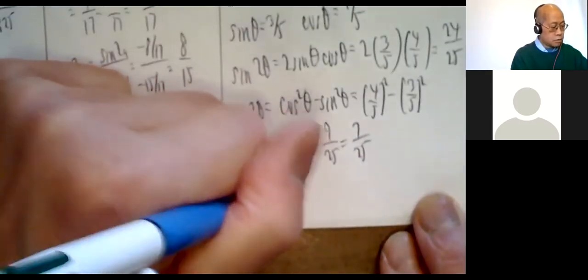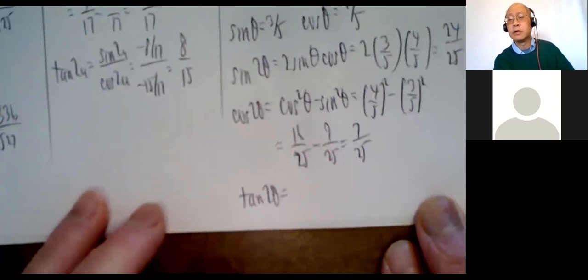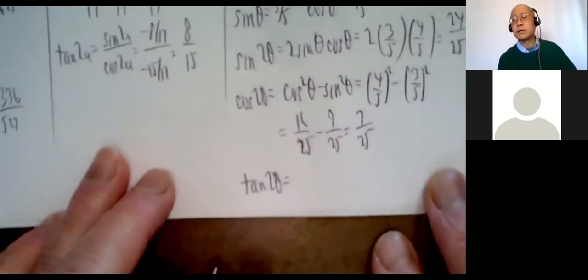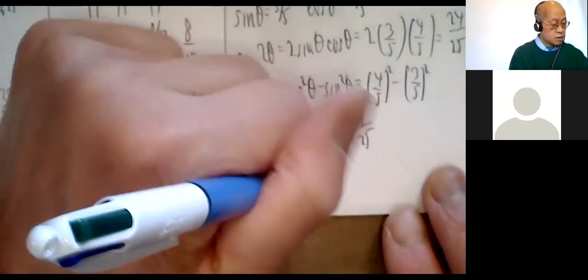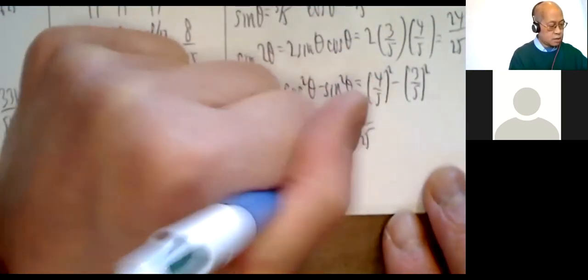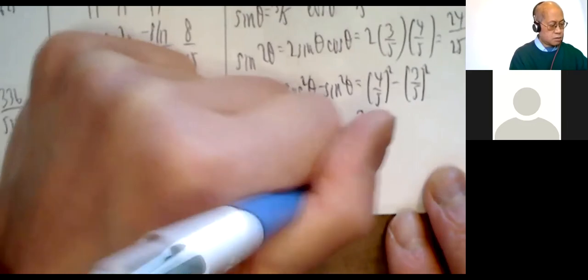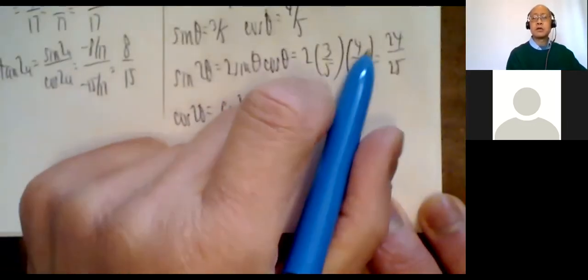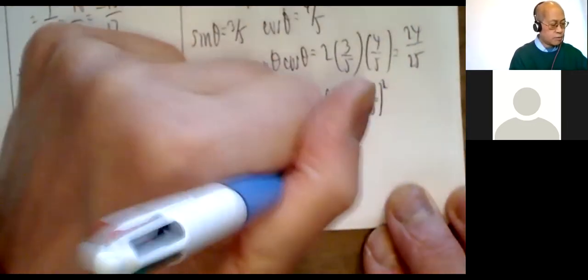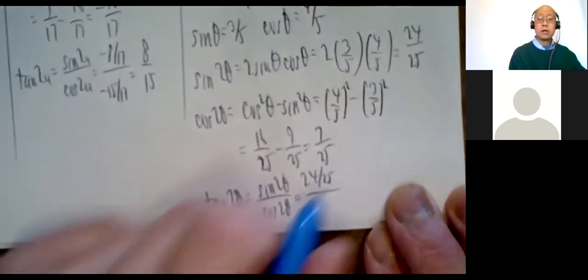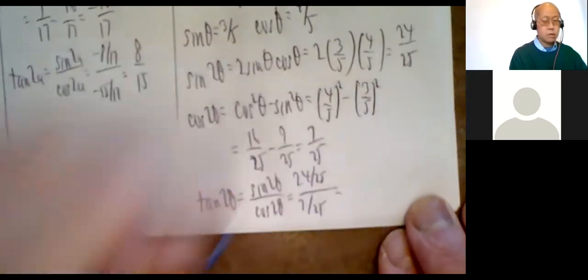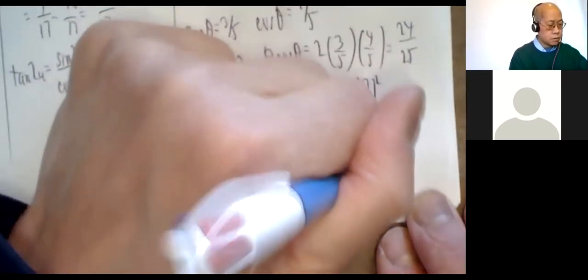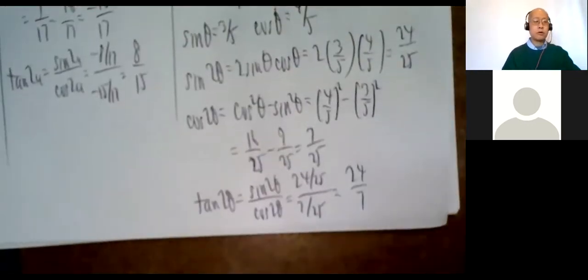And finally, tangent 2 theta, and I'm stopping after this one. So if you have any questions, I'll ask them shortly after I finish this and then do the focusing thing. So sine of 2 theta divided by cosine 2 theta. So sine of 2 theta, 24 over 25, divided by 7 over 25. 25's drop out. 24 over 7.